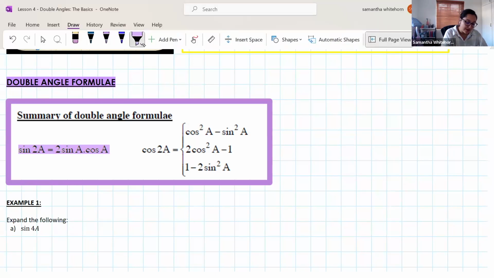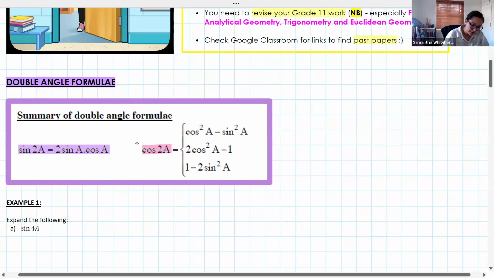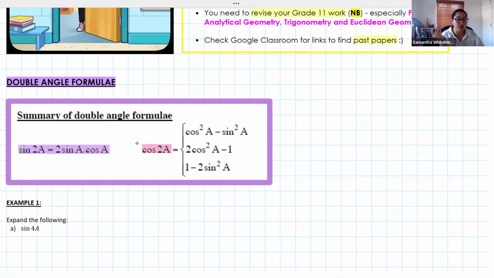Cos has 3 versions of the double angle that we need to be able to work with. Obviously, there's some situations where it makes no difference which one you work with. Obviously, there's some situations like when we're proving identities, we will need to look carefully at what you're trying to prove in order to decide which identity we should use. And we're going to do questions like this, so don't stress.